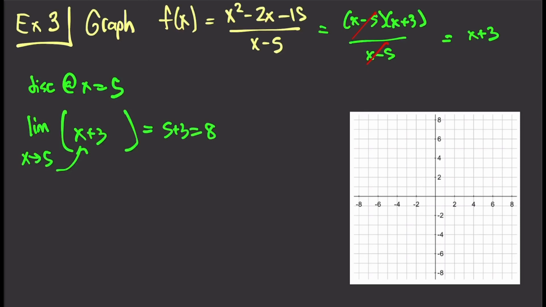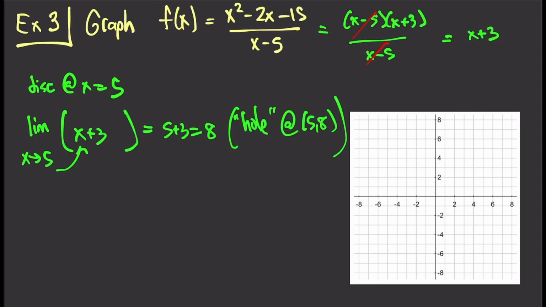So what do we know? We have discontinuity, but the limit exists. That's this situation. That's going to be a hole in the function. So that's called point discontinuity. Graphically, we're going to say we have a hole at 5, 8.